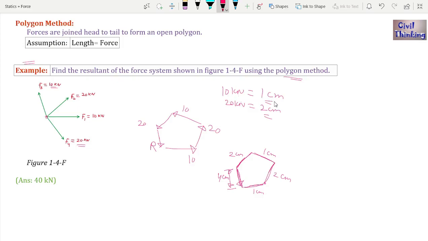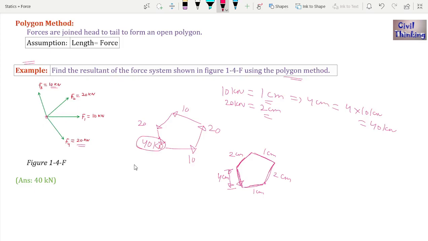Now, 10 kilonewton is 1 centimeter. So how much is 4 centimeter? It will be 4 multiplied by 10 kilonewton, right? Which is 40 kilonewton. So 4 centimeter is 40 kilonewton. So we get the resultant to be 40 kilonewton.